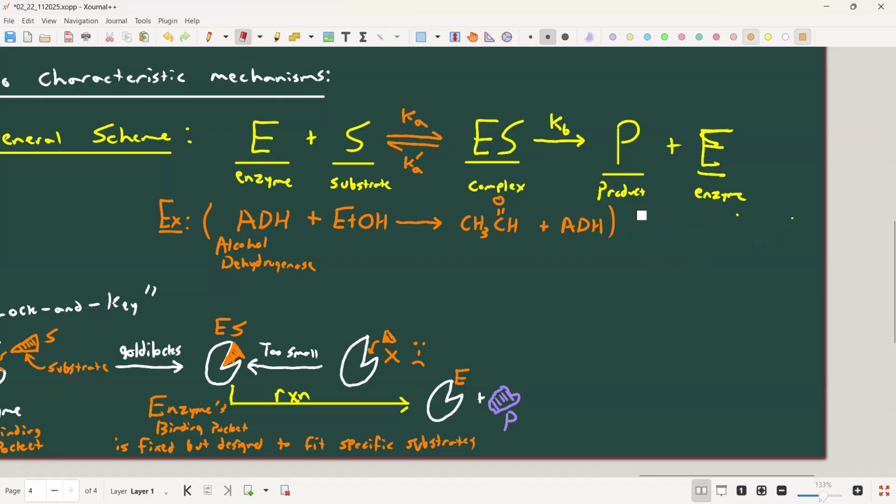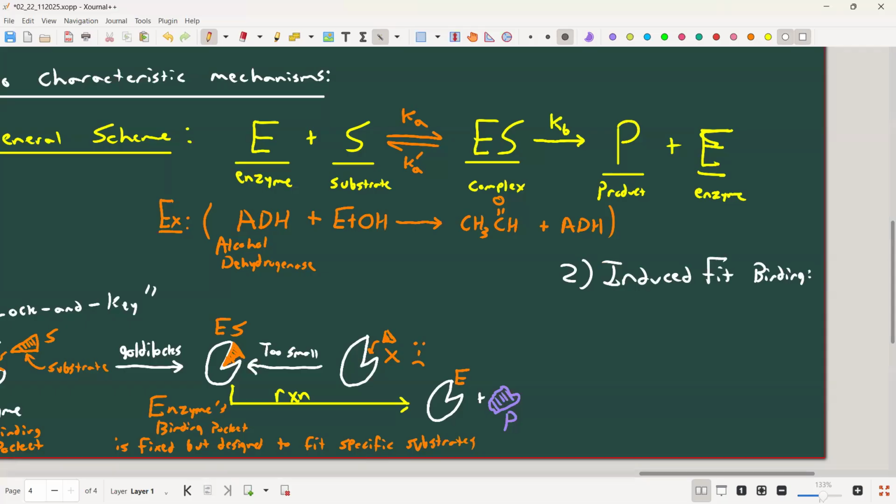The other example is what's called the induced fit mechanism, or induced fit binding, where your enzyme binding pocket is a little fuzzy. It's got a general size, but it can adjust based on the size of the substrate that comes in. So you could have this really big substrate. This is our big chungus substrate.